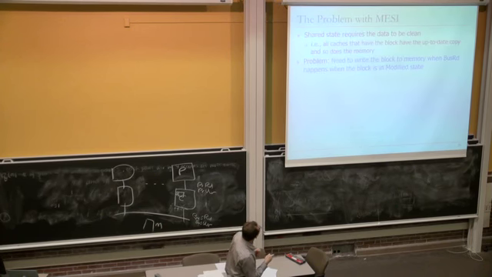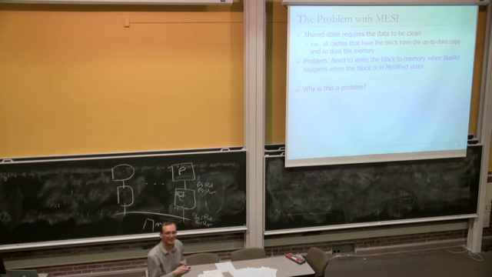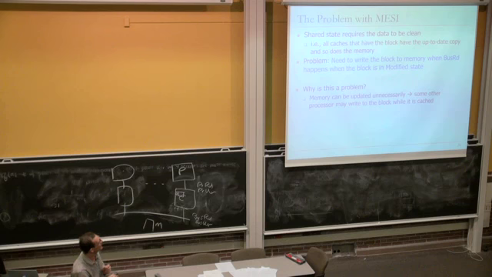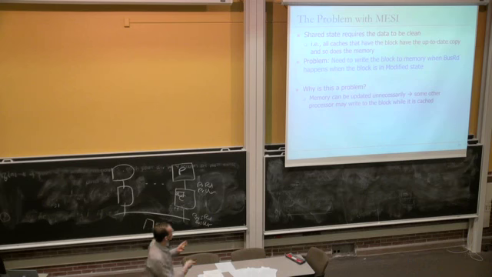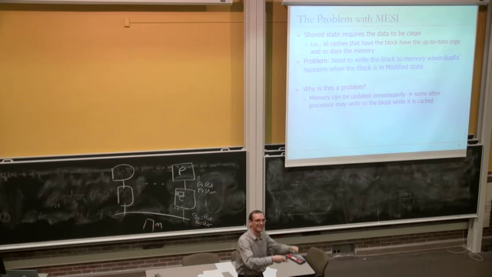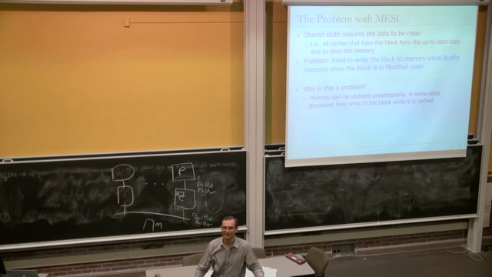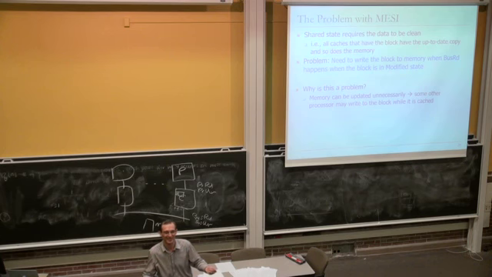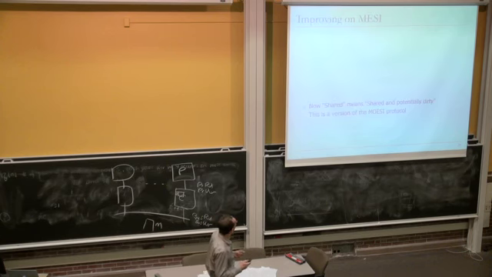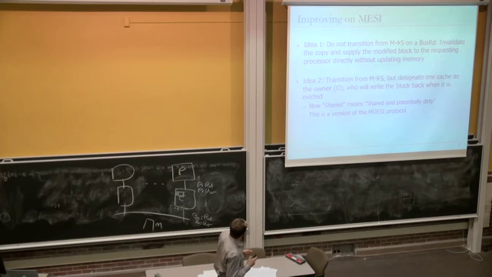Well, why is this a problem? It's a problem because memory can be updated unnecessarily, right? Which means that some other processor may write to the cache block while it's cached, or many processors may write to the cache block while it's cached. But when you're transitioning from modified state to shared clean state, you're always writing the block back to memory. Right? So you're wasting valuable memory bandwidth again. So you can actually solve this problem. Oh, that looks bad, huh?